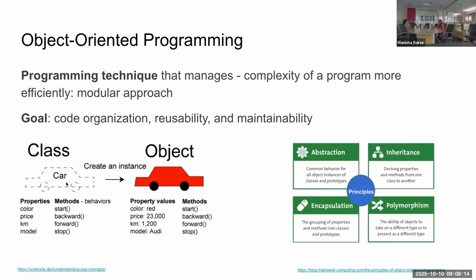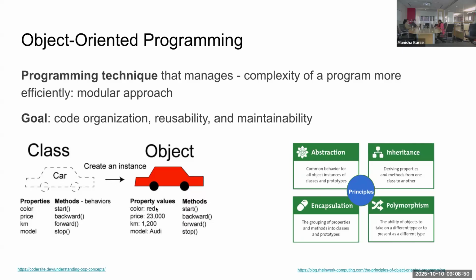So for example, if we want to define a class, say for a car, we define what properties it has, what color it should be, what should be the price, the kilometers, the model of the car, and methods, which are like the functions of the class. These tell us about the behavior of the car that we want. We can define the methods for starting, going backward, forward, and stopping. And then the object is the instance of this car class.